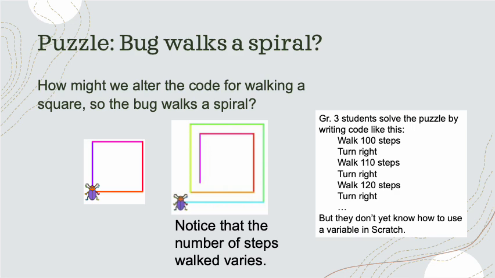How might we alter the code for walking a square so that the bug walks a spiral? Notice that the number of steps walked in the spiral varies. Grade 3 students solve the puzzle by writing code like this. Walk 100 steps, turn right. Walk 110 steps, turn right. Walk 120 steps, turn right. But they're not able to do it using a loop. And they don't yet know how to use a variable in Scratch.